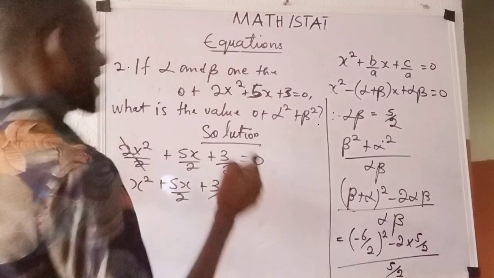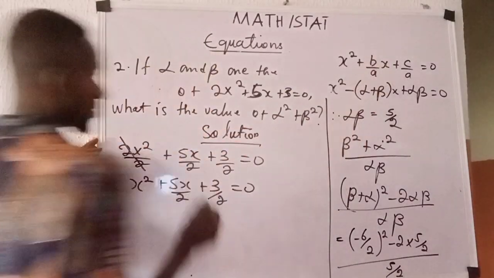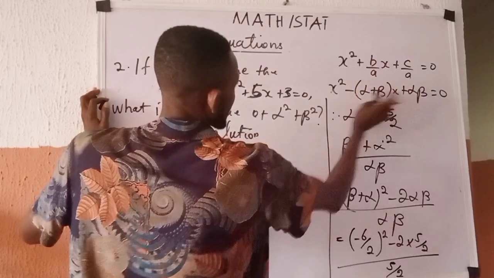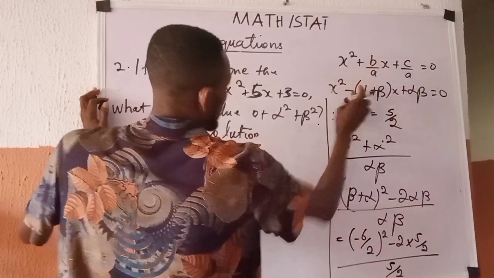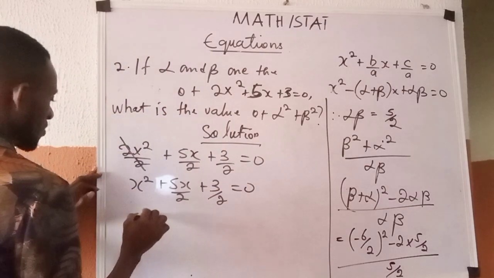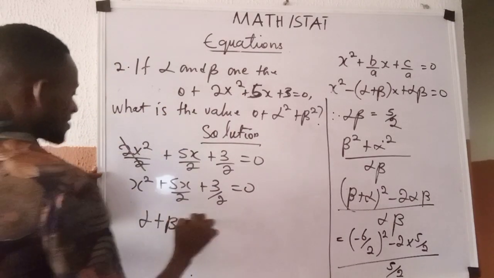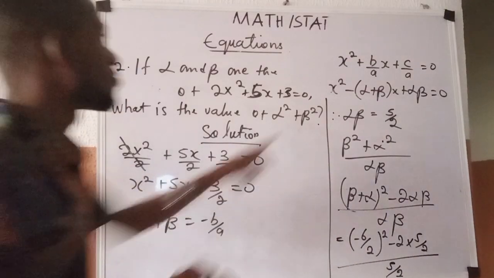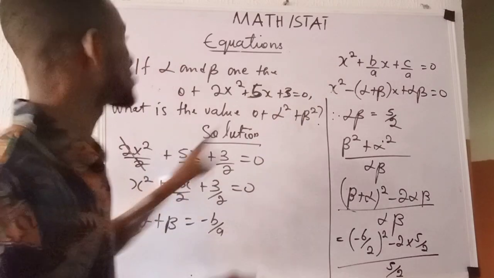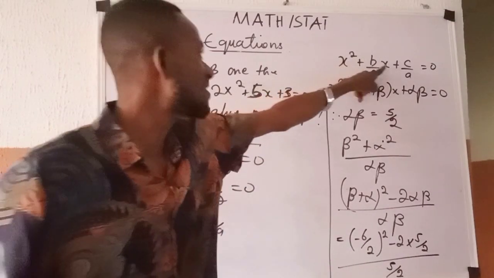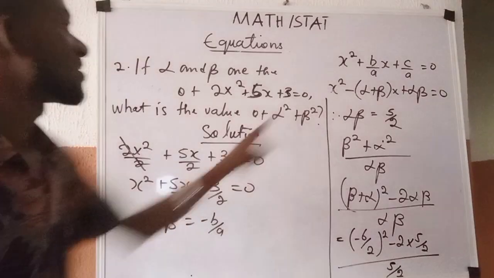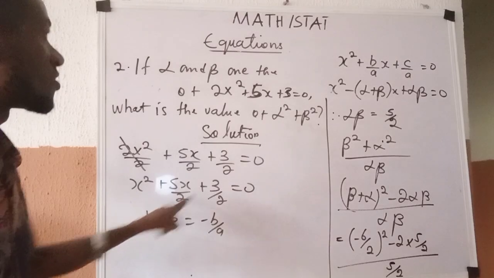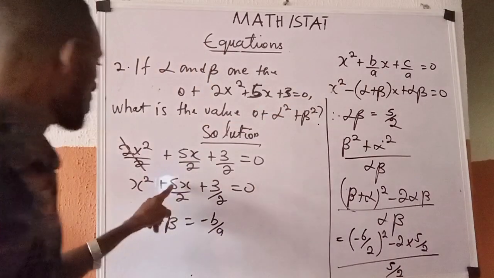Comparing this with this, you have known that the x will cancel this x, so that alpha plus beta will become minus b all over a. Then when you come here, you check this and this. This is x raised to power 2, this is x raised to power 2. The coefficient of x here is b over a, and the coefficient of x here is 5 over 2.